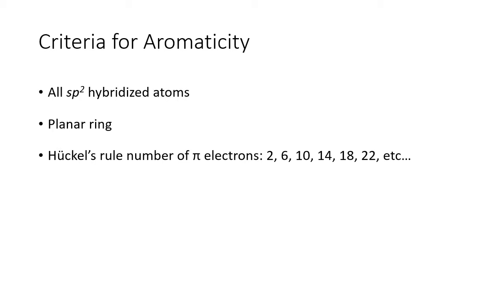Before we get started, let's just review the criteria for aromaticity. In order for a molecule to be aromatic, all of the atoms involved in the conjugation must be sp2 hybridized. The molecule must be a planar ring, and it needs to contain Huckel's rule number of pi electrons. So remember that we need an odd number of electron pairs, or we can follow that 4n+2 formula. Either way, we are going to be looking at molecules that contain 2, 6, 10, 14, 18, or 22 pi electrons, and it needs to have those numbers in order to be considered aromatic.